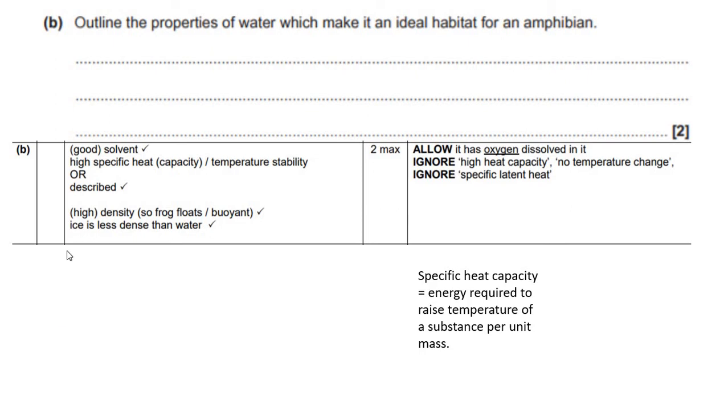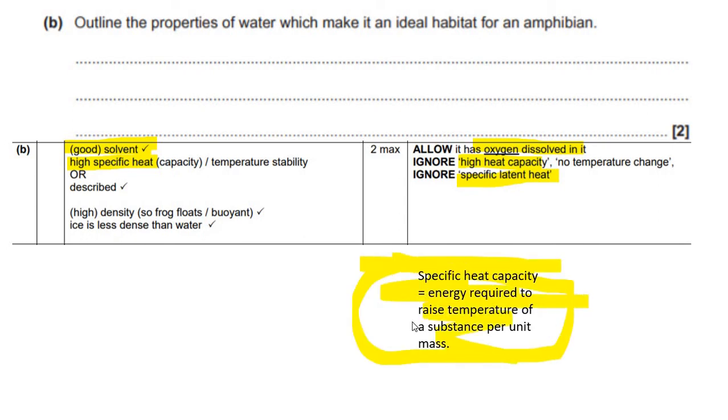Okay, so kind of really important thing here, the first one which gets missed the most, which is a solvent. It means things are going to be dissolved in the water. Lots of smaller creatures need to get things directly out of the water. In this case, oxygen is quite often important for amphibians and fish as well. Really important one to get right, not to mix it up with high heat capacity or specific latent heat. We're talking about high specific heat capacity.